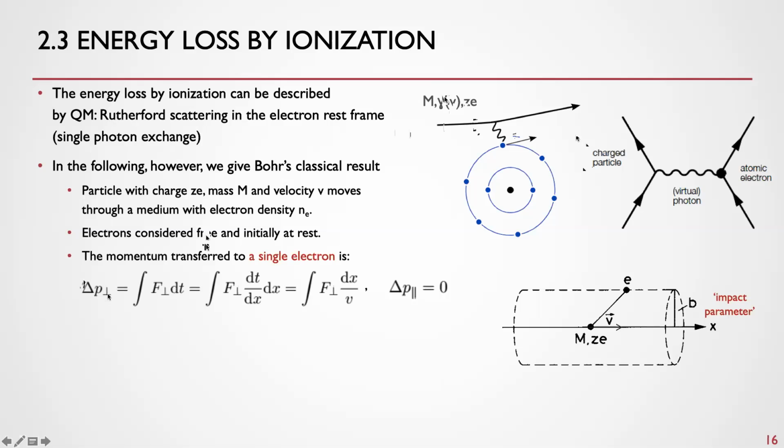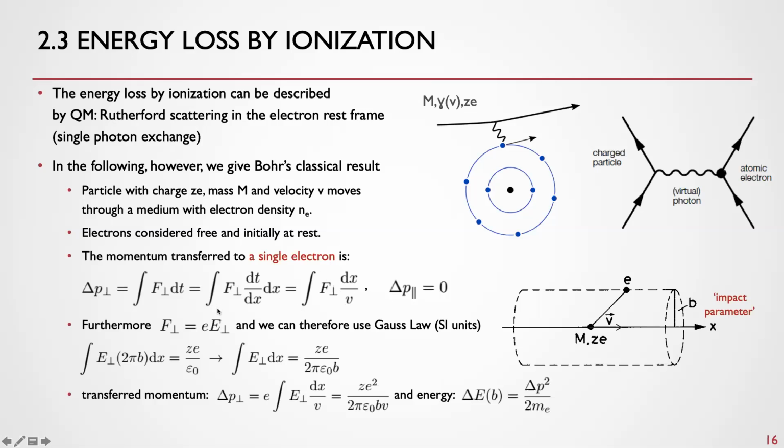Now, let's look at the transfer of momentum from the heavy particle to the electron in the perpendicular direction, and we write this as a force integral over time. Over the time the interaction takes place in our simplified setting, from minus infinity to plus infinity, and we introduce the inverse of the velocity to write this as a spatial integral. So we need to know the velocity and we need to know the force in the perpendicular direction.